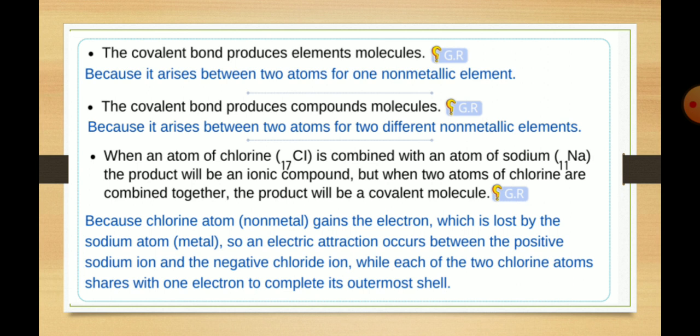Number three, when an atom of chlorine is combined with an atom of sodium, the product will be an ionic compound. But when two atoms of chlorine are combined together, the product will be a covalent molecule. Give reason. Because the chlorine atom gains the electron which is lost by the sodium atom. So, an electric attraction occurs between the positive sodium ion and the negative chlorine ion, while each of the two chlorine atoms shares one electron to complete the outermost energy level.